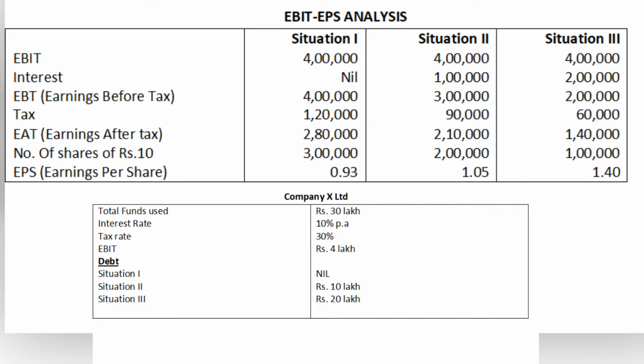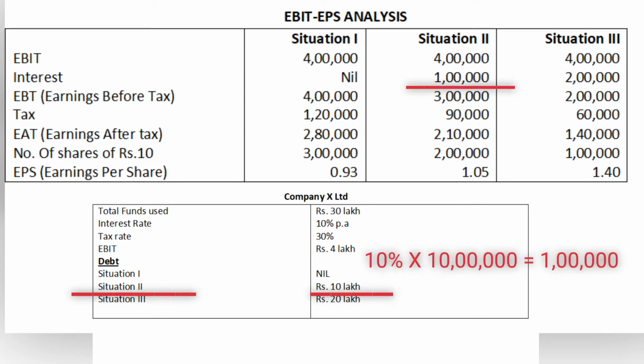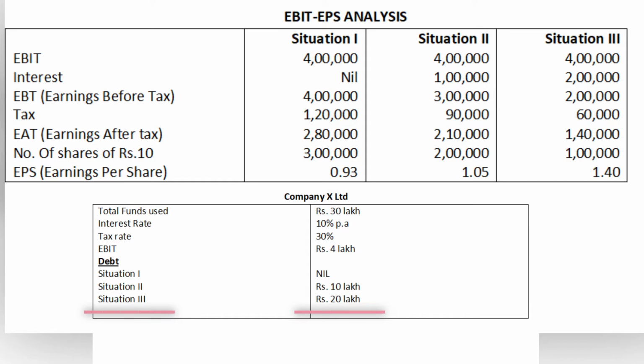In situation number 2, the rate of interest was 10% and the debt was 10 lakh rupees. So 10% on 10 lakh is 1 lakh. So the interest is 1 lakh. In situation number 3, the debt was taken of rupees 20 lakh and the interest rate was again 10%. So it is 2 lakh, which is the interest.